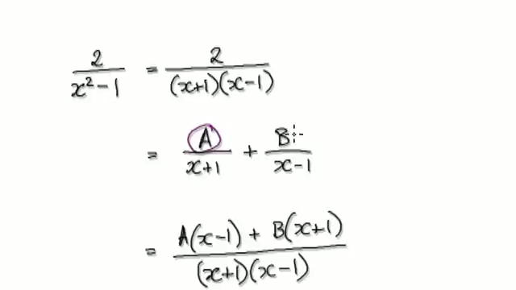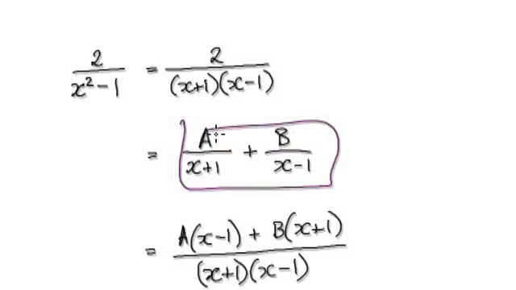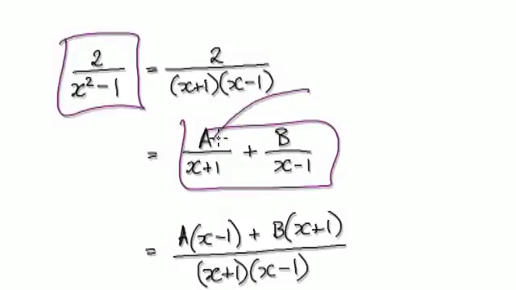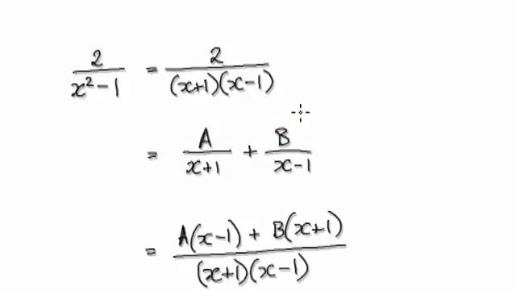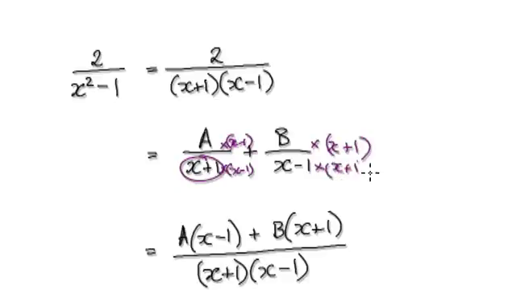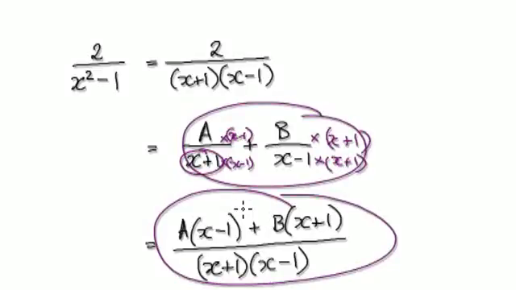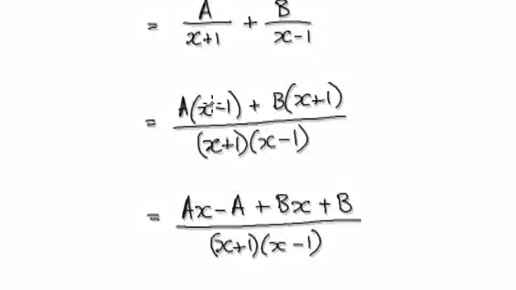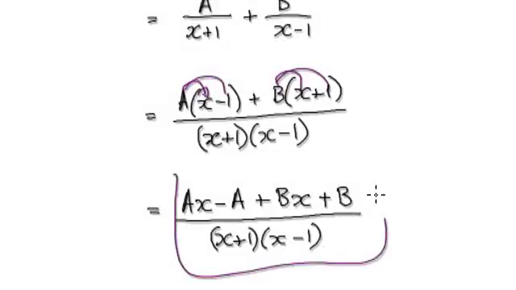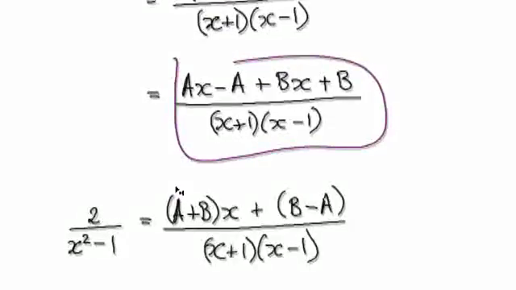So now it's just a matter of finding A and B in such a way that this whole thing is exactly the same as this. We've done this before in our section on integrations. Anyway, here times top and bottom by x minus 1, and over here times top and bottom by x plus 1. So this thing will then become this. Now multiply this out. That will give you this.